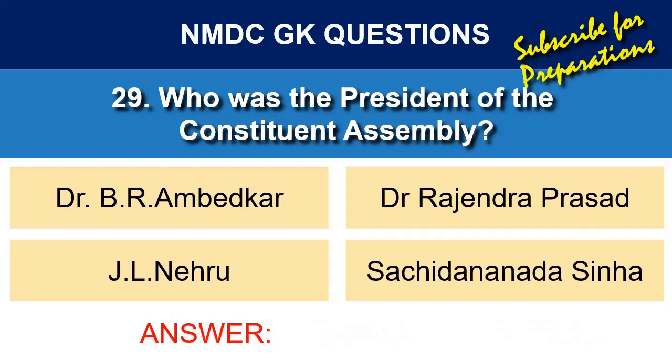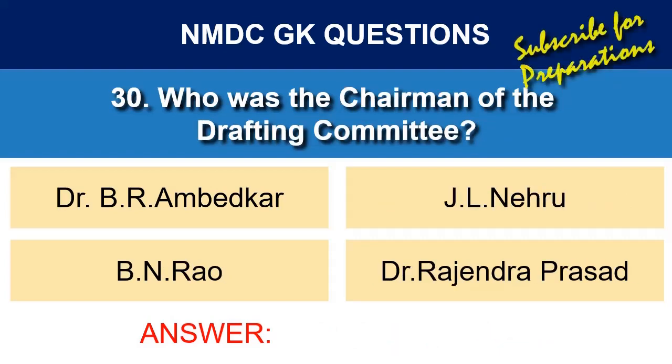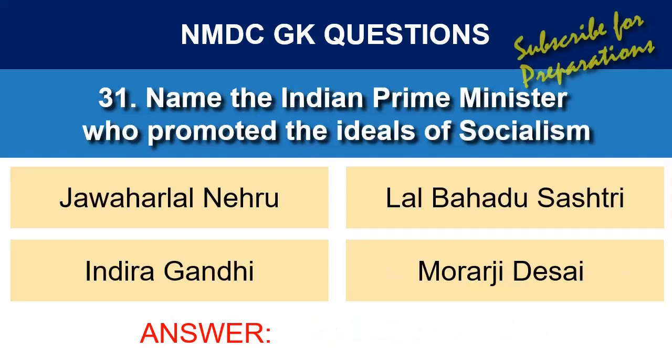Who was the president of the Constituent Assembly? Dr. Rajendra Prasad. Who was the chairman of the drafting committee? Dr. B.R. Ambedkar. Name the Indian Prime Minister who promoted the ideals of socialism. Jawaharlal Nehru.